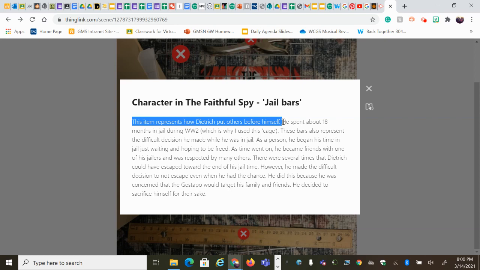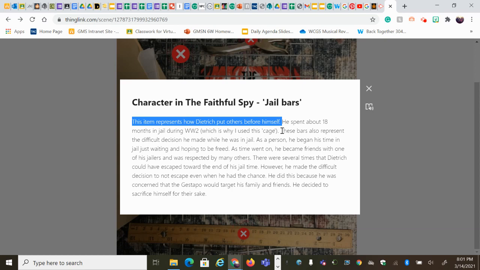Okay. All right. So you'll also notice, and this is something I'll talk about in the paragraphing video, that I have specific details from the story to prove that he was self-sacrificial. So I start by giving you a little background. He was in jail in World War II. He was waiting to be freed. As time went on, he made friends with his jailers and was respected. That's how he got the chance to escape.